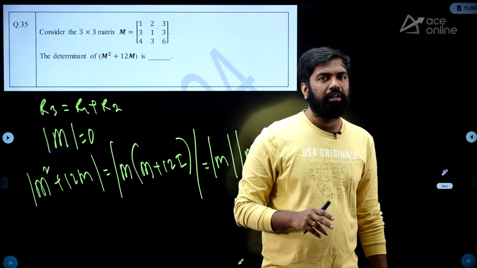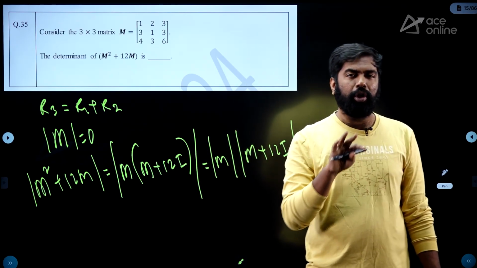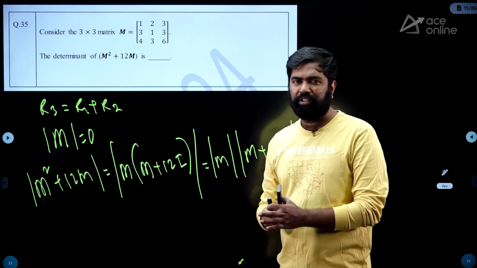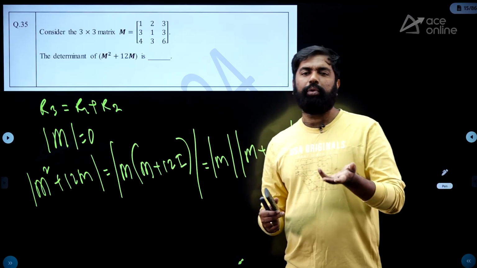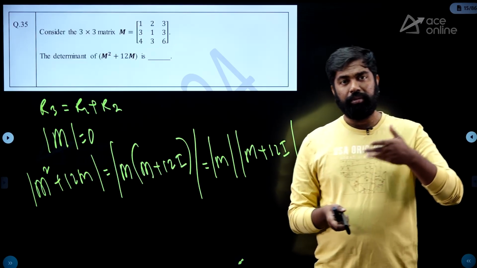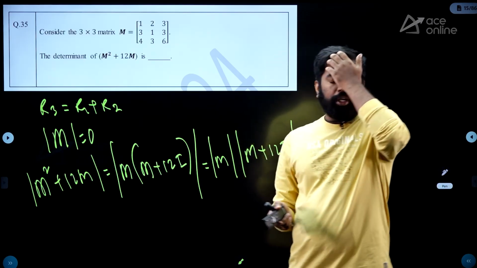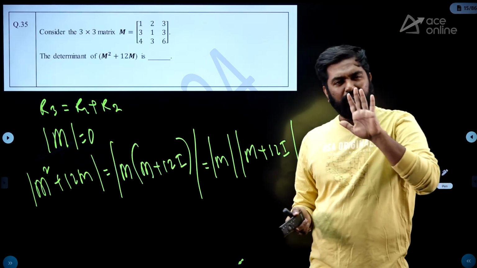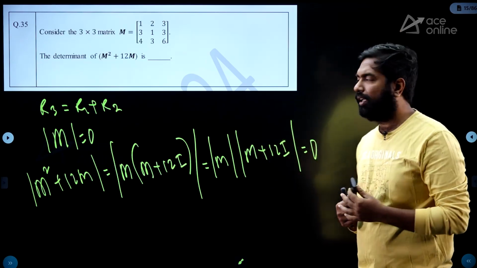Such a simple question was asked. It is simple when you know these properties. You know how people can make this complicated? People can complicate this by saying first find M square and then find 12M and then add it, and then you get a new matrix, find the determinant of the new matrix. This is how things can be complicated. You will get the answer, but things get complicated there.